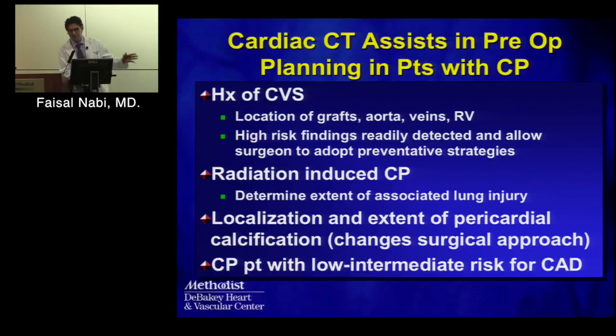My understanding is if there's a lot of calcification, especially posterior and posterolaterally, it actually changes the way the surgeon does the surgery. They actually do bilateral thoracotomies. And then, of course, here's another way we can keep our patients out of the cath lab: if this is a low to intermediate risk patient, we can evaluate the coronary arteries, and if they don't have stenosis, they don't need an invasive angiogram.